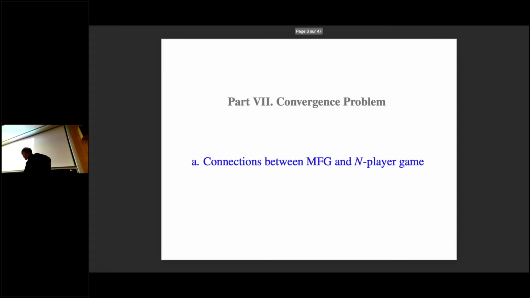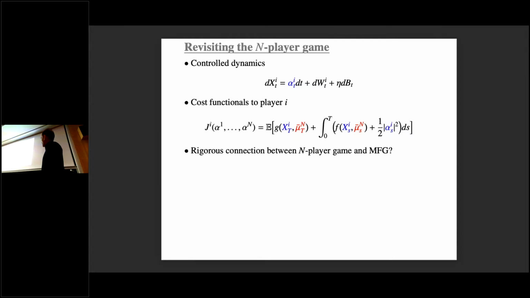So this is the connection between mean field games and N-player games. A little bit of notation so that you remember what we did yesterday. You start with a very simple notation. So these are the dynamics. Here you have the common noise with this eta, but you can take eta equal to zero to simplify.